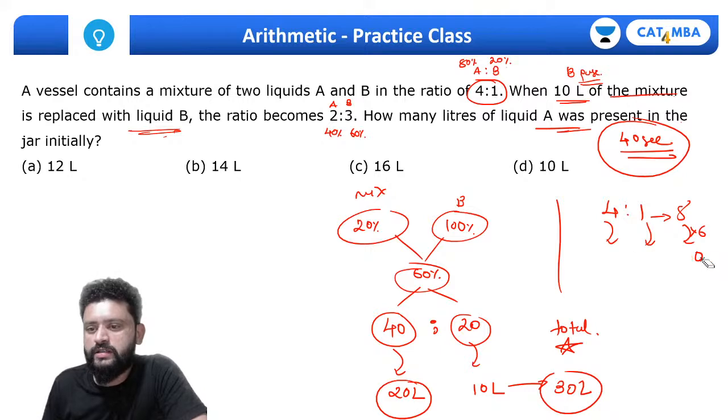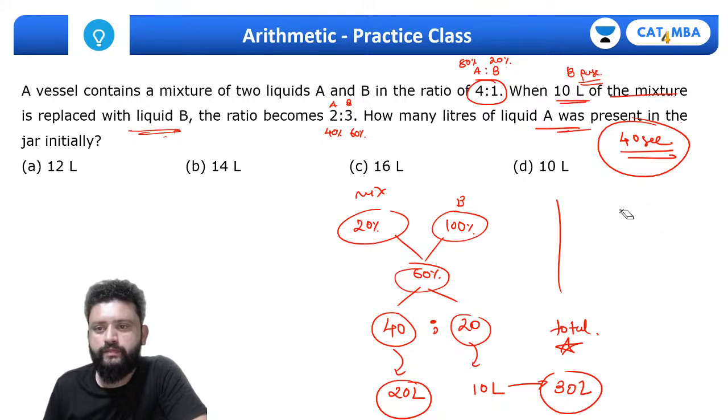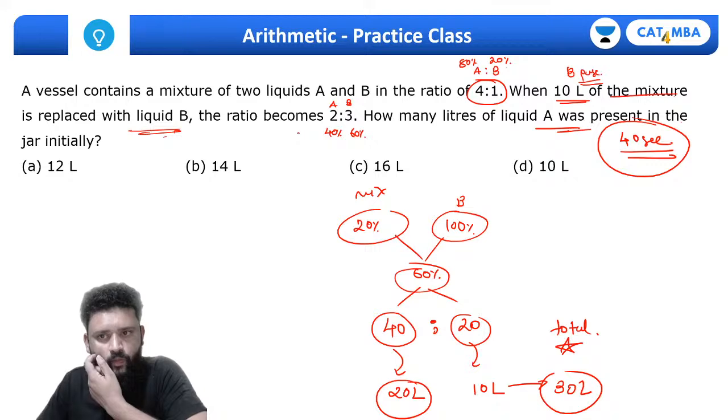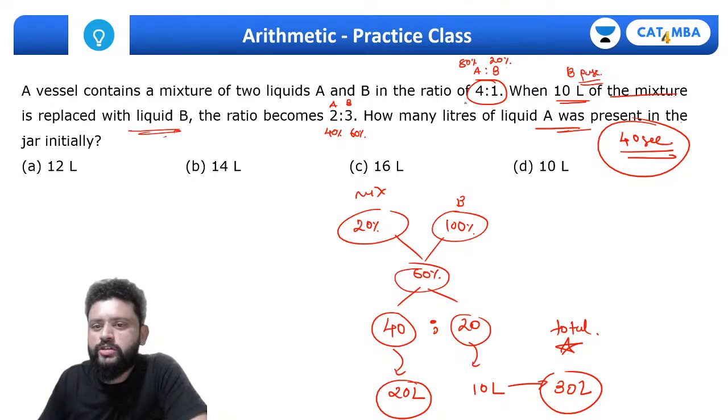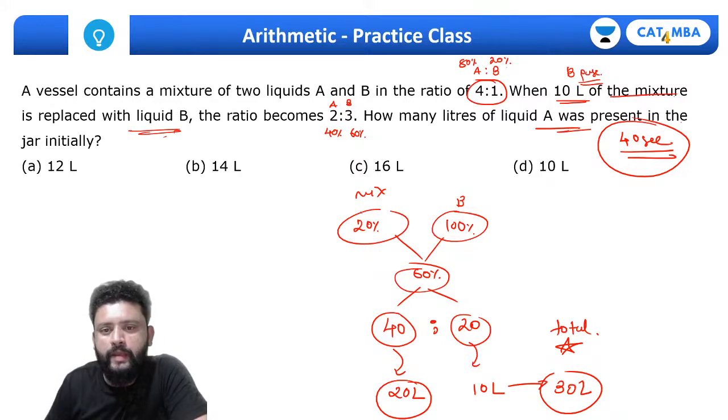Just let me check once the calculation part. Ten liters of liquid is replaced with B. B is 20%, 100%.